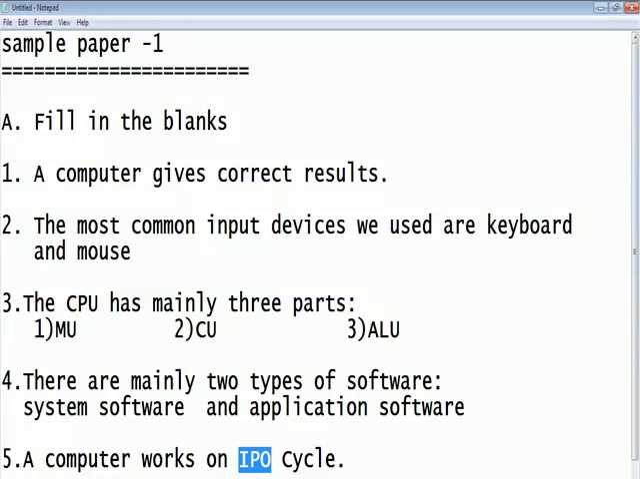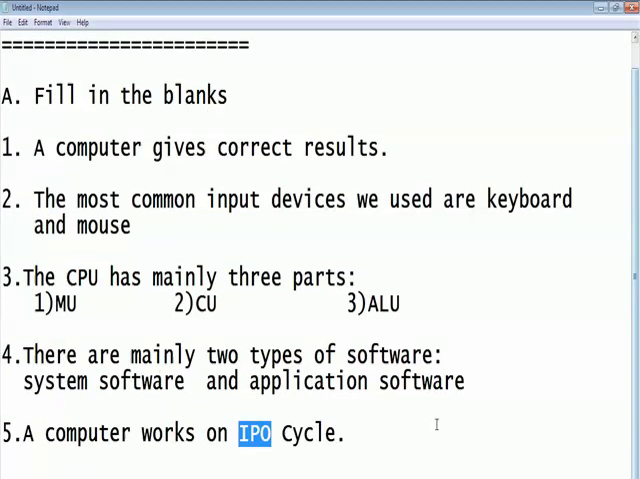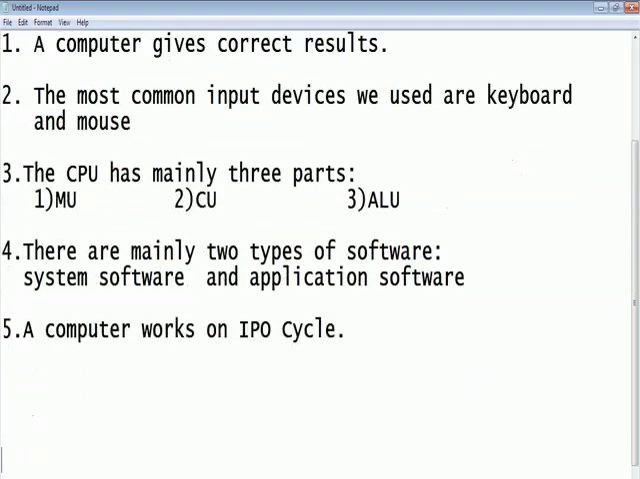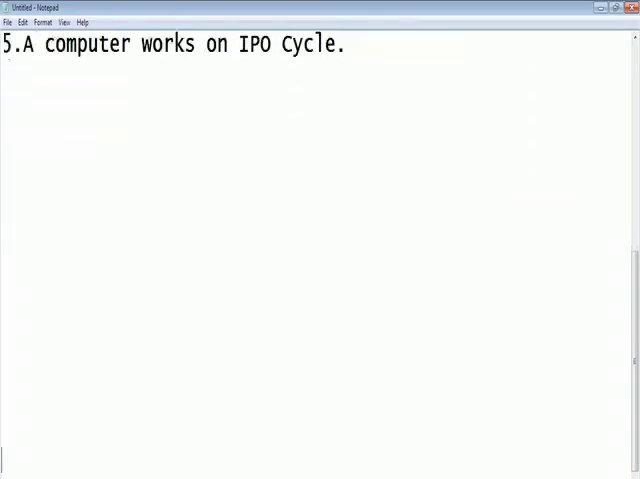Now come to the next question. After that we have the true false question. B is state true or false.